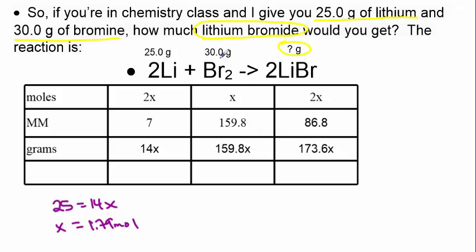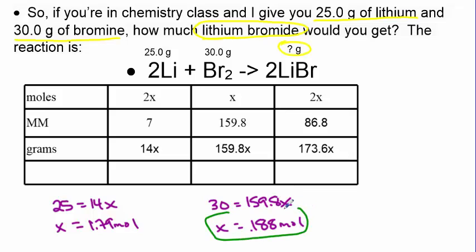Now we have to do the same thing with bromine and figure out what the x factor would be if we used bromine. So if we start with 30, and that's 159.8 times x, our x value here would be 0.188 moles. Now what you do is you pick the smaller one. All right, so here is x, the smaller value for x.